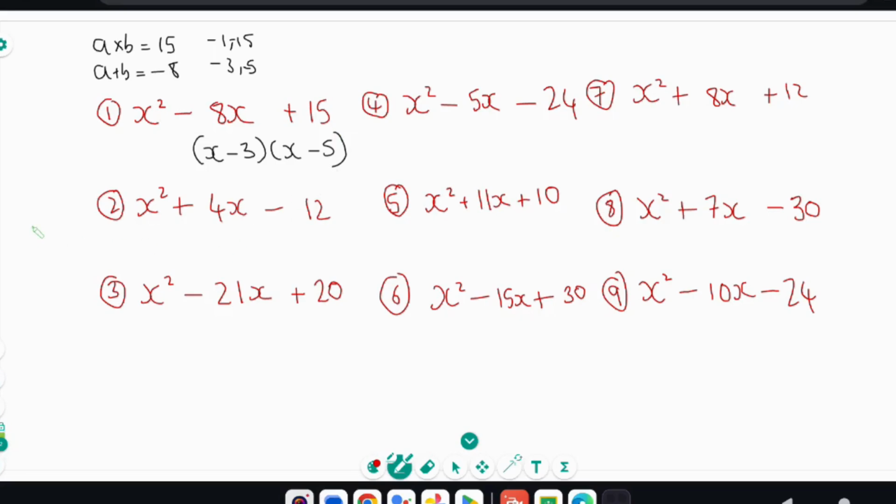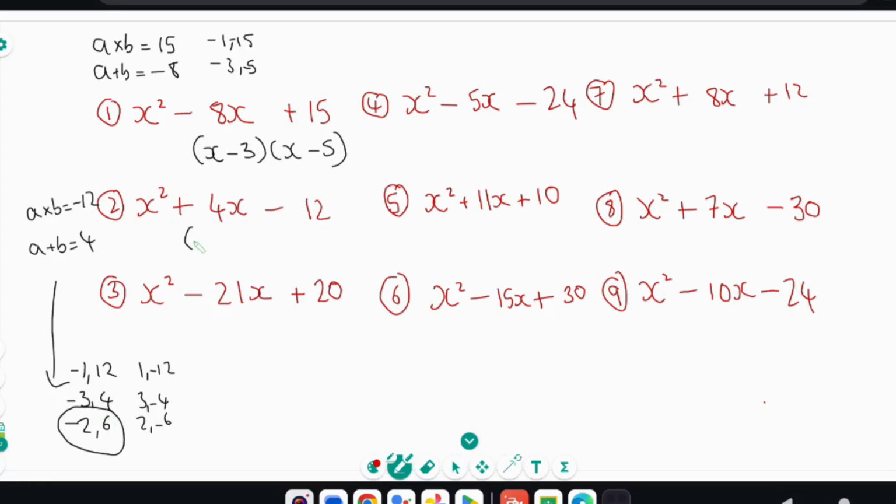Yeah, times to get -12. So no, it's got to come from a positive and a negative. So what have we got here? We've got 1 and 12. We've got 3 and 4. We've got 2 and 6. But one's negative. So let's try negative there or negative here. Let's have a look. So add to get 4. Oh, it's this one here, because -2 add 6 is 4.